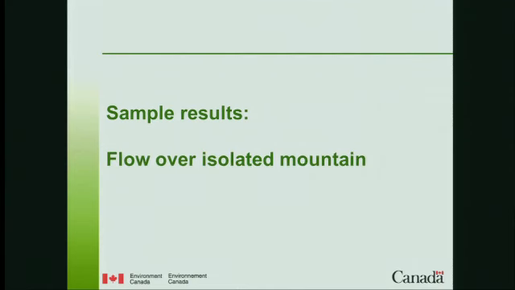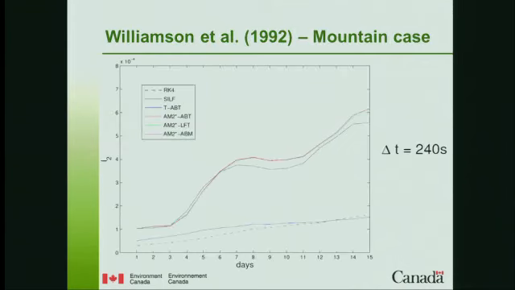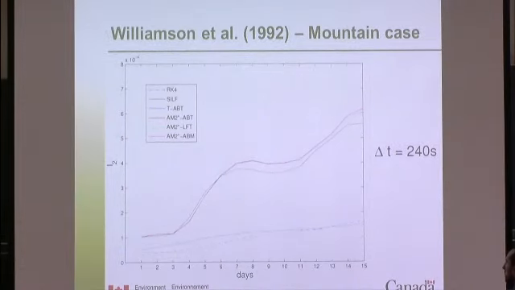And so we come to our old friends, the Williamson et al. test cases. The first one I'm going to show is number 5, the flow over the mountain, and I'm going to be plotting the normalized L2 error norm. Okay, so first of all, we're taking a time step of 240 seconds. This is fairly low. This dashed line down here is the explicit Runge-Kutta.